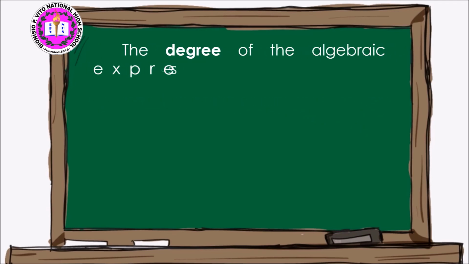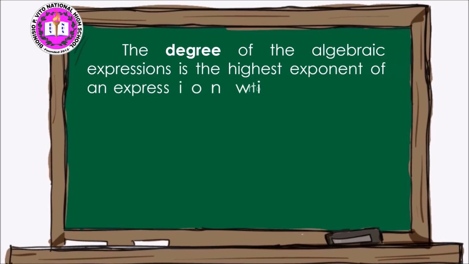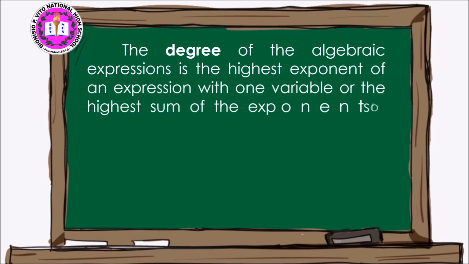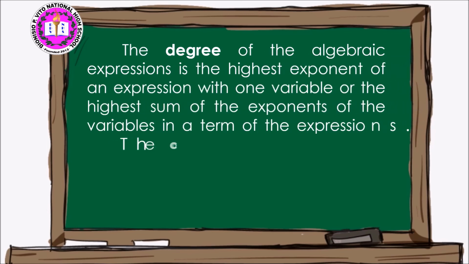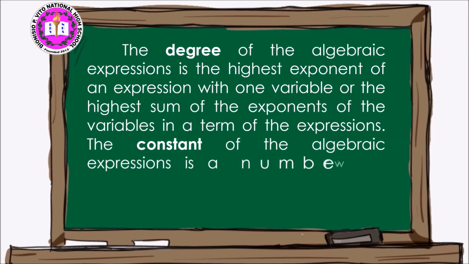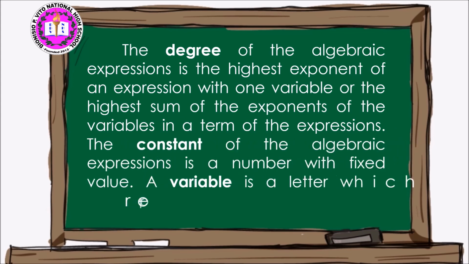The degree of the algebraic expression is the highest exponent of an expression with one variable or the highest sum of the exponents of the variables in a term of the expression. The constant of the algebraic expression is a number with fixed value. A variable is a letter which represents a number.